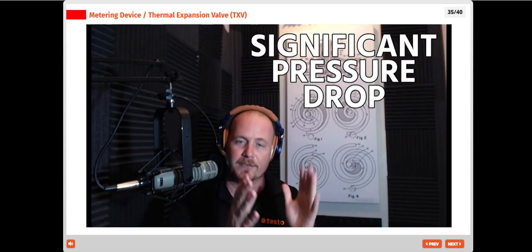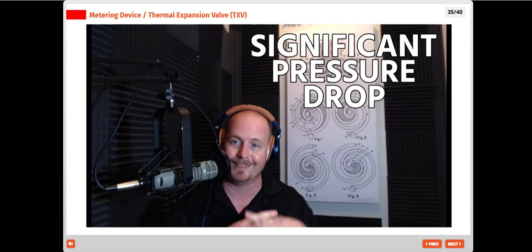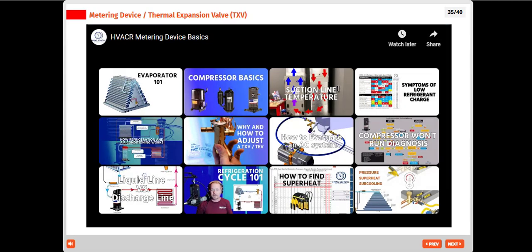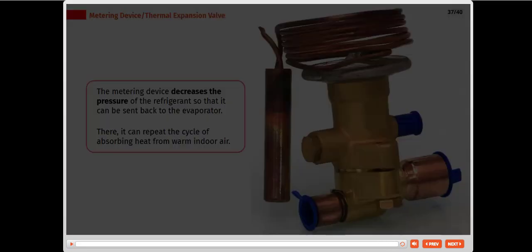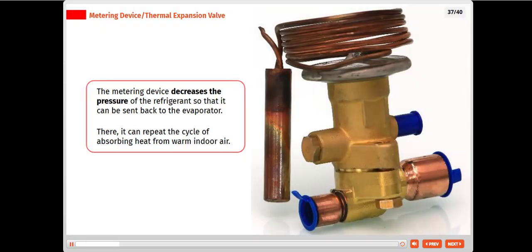Refrigerant enters the metering device from the condenser via the liquid line, since refrigerant has cooled enough to condense into a liquid. The metering device decreases the pressure of the refrigerant so that it can be sent back to the evaporator. There, it can repeat the cycle of absorbing heat from warm indoor air.